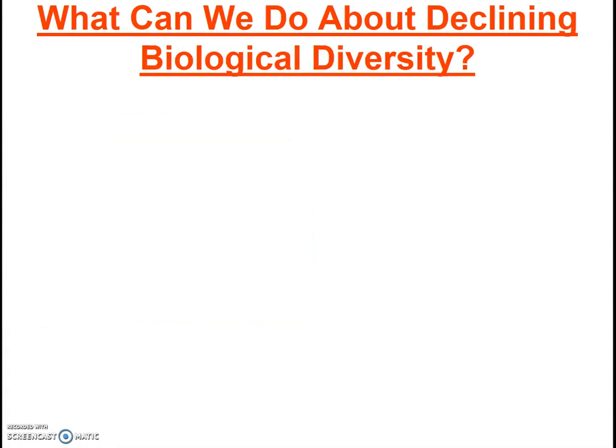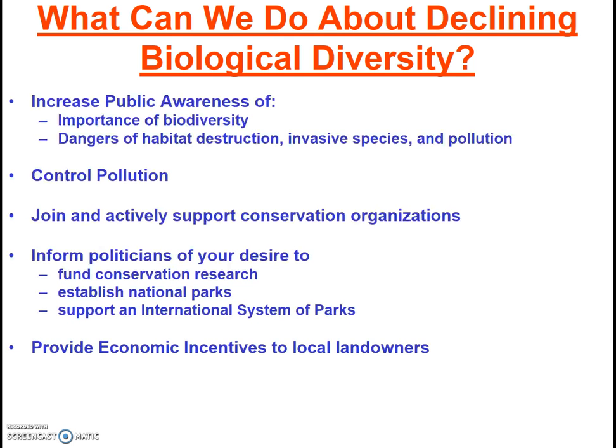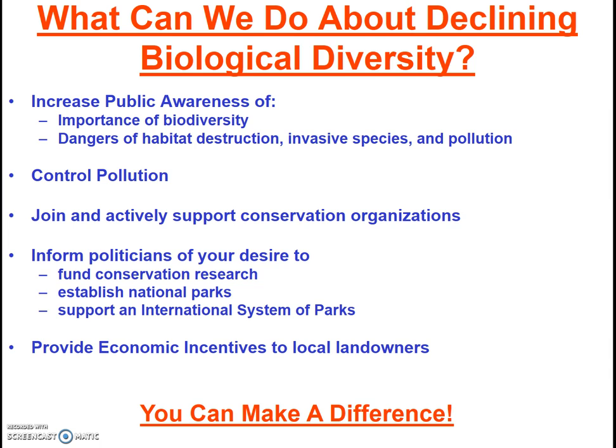So what can we all do about declining biodiversity? Quite a bit, actually. Go back and look through those 5 causes. Anything you can do to limit habitat destruction, invasive species, climate change, pollution, or overharvesting will help decrease the loss of biodiversity. Additionally, you can simply educate your friends and family. You can join and actively support conservation organizations. And you can let your lawmakers know that biodiversity is important. Indeed, what you do matters, and you can make a difference, locally and globally.